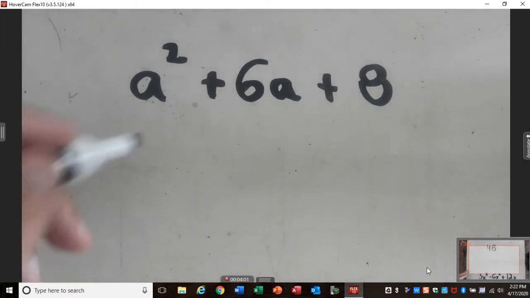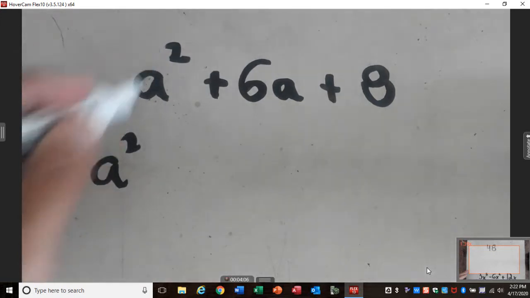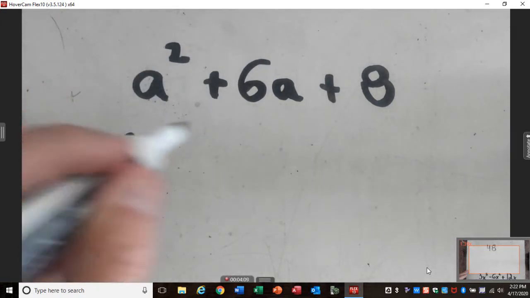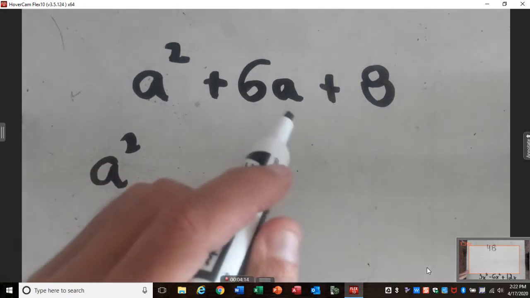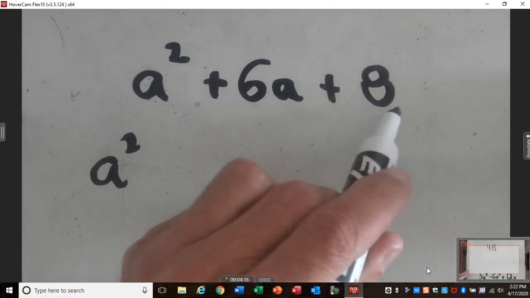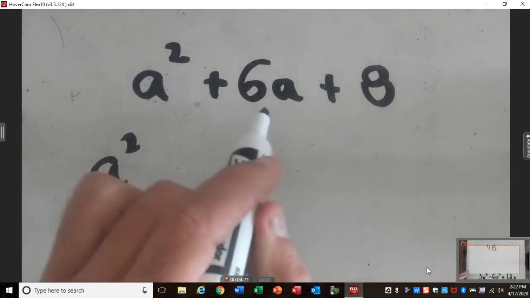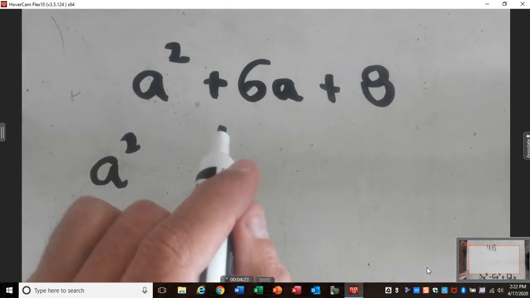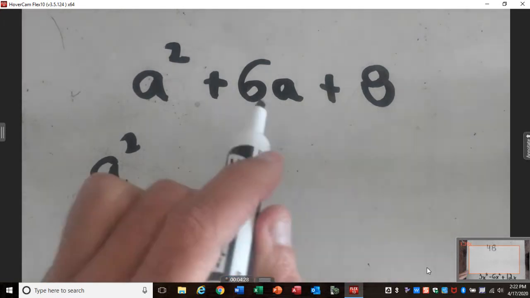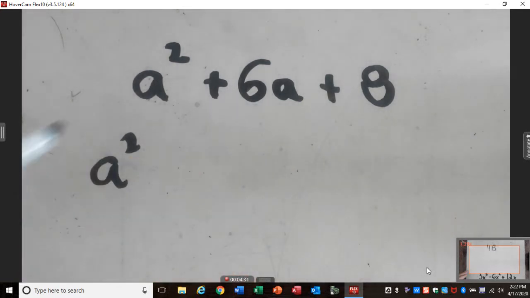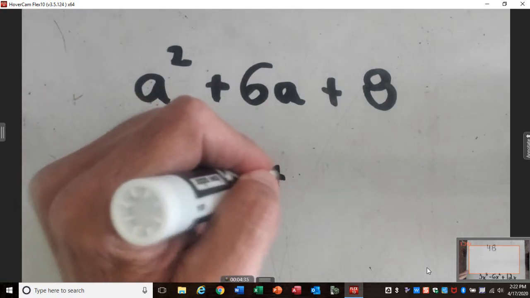So here's the idea. You want to take the a squared term and write it down here again. Just move it down. And what we want to do is break this 6 down into 2 factors, but the factors are going to be factors of 8 that add up to 6. So we want factors of 8 that add up to 6, and that's going to be 4 and 2. See, 4 times 2 is 8, and 4 plus 2 is 6. So factors of 8 that add up to 6 are 4 and 2. So what we're going to do is break the 6a down into 2 parts, 4a and 2a.